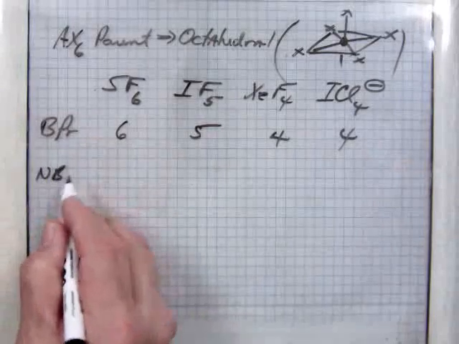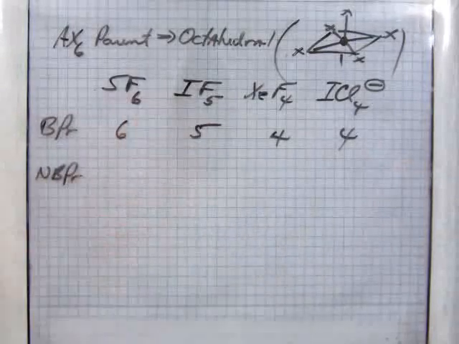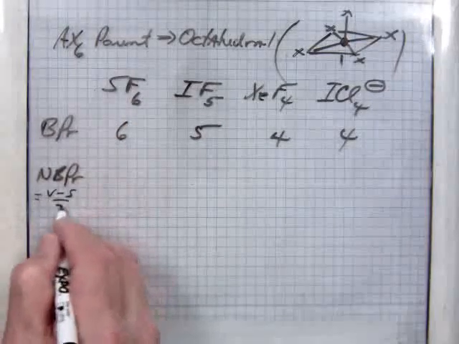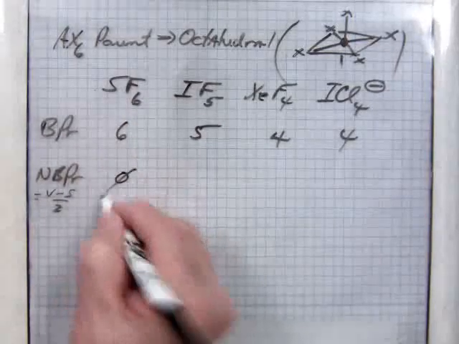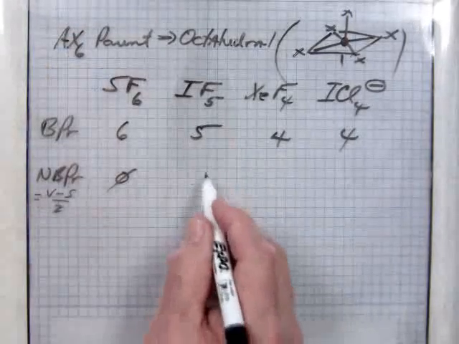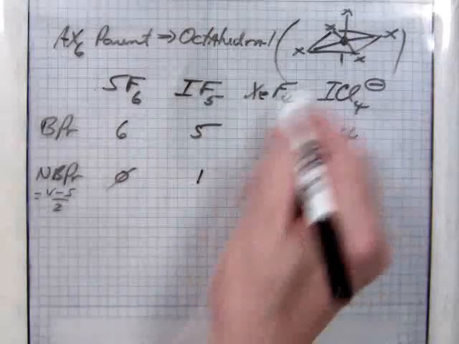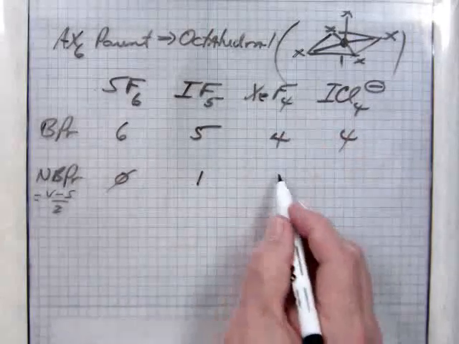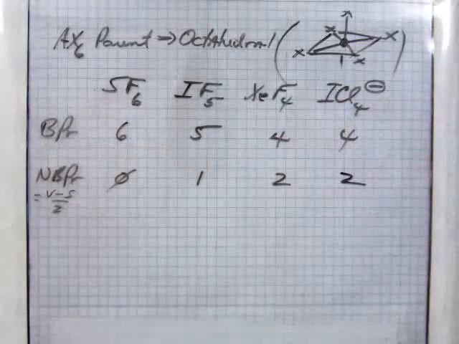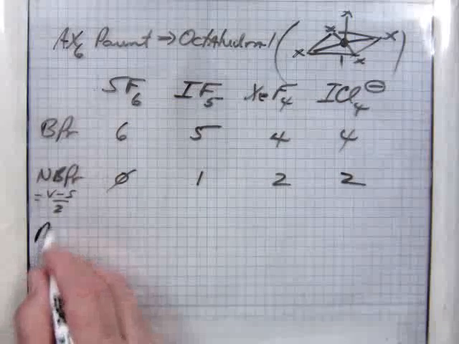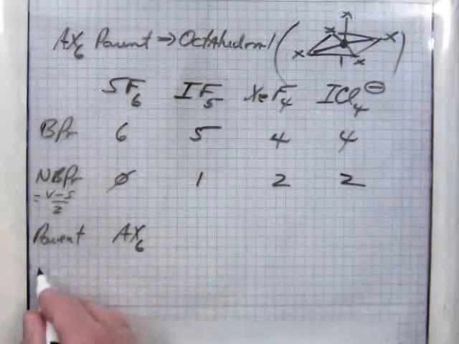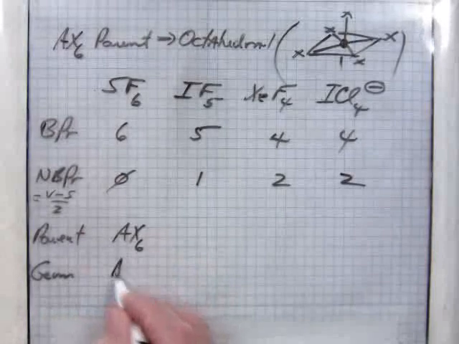Non-bonded pairs, and you work out the valence minus substrate over 2. You'll find out this one has no non-bonded pairs. But the IF5 has 1, xenon tetrafluoride has 2, and ICl4 has 2 as a polyion. And so the parent is an AX6, and the geometry is also an AX6.